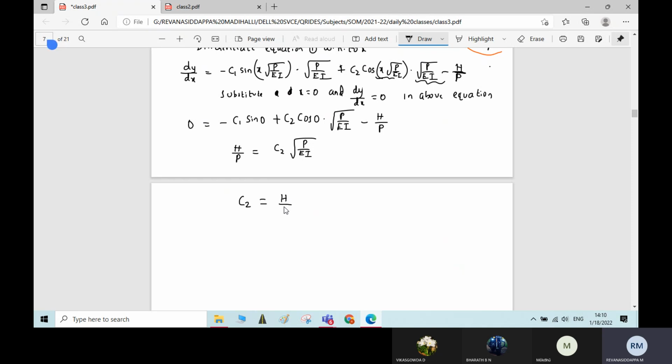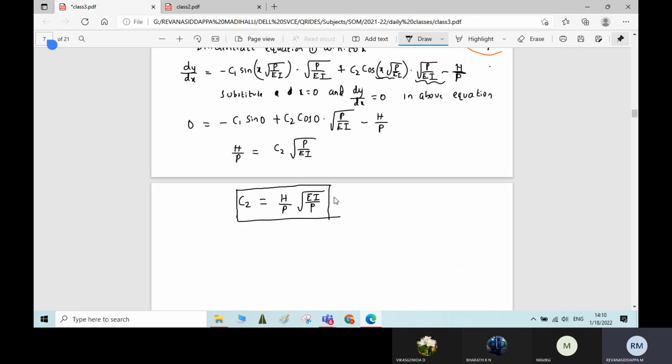By this you will get the value of c2. Therefore c2 is equal to h by p into, if you take this root p by EI to the left-hand side, it becomes reversed: instead of p by EI, it becomes root of EI by p. So by this you got the value of c2.